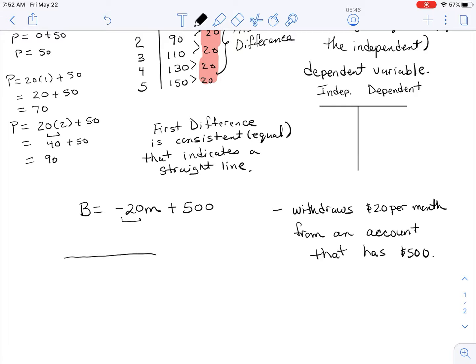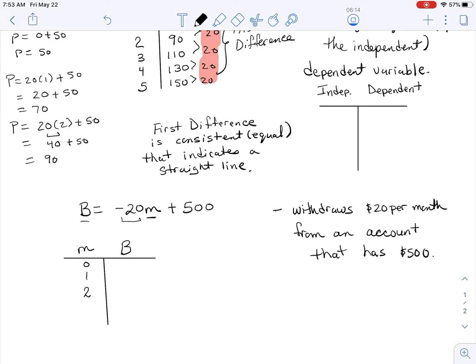Now before I do my table of values, I'm just going to set it up here. So again, the rate of change is not 20, but minus 20. M represented the number of months, so that's going to be first. That's the independent, and the balance is going to be the dependent. I'm going to do the same thing and go up by ones: 0, 1, 2. I could pick any numbers I want, but for now we'll just go up by ones.